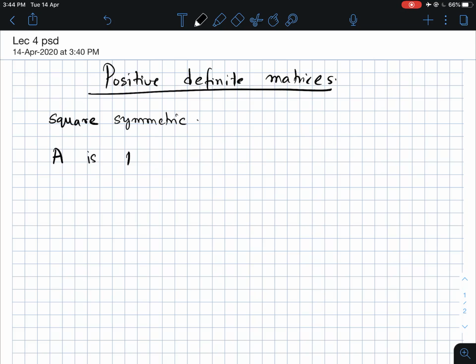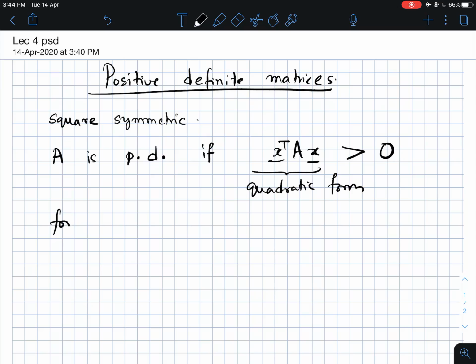So given a matrix A, we say that it is positive definite, let's just use the shorthand PD for now, if x transpose Ax, which is the quadratic form corresponding to A, is positive no matter what x is. For any x, that's the key here. For any x, the quadratic form is positive.